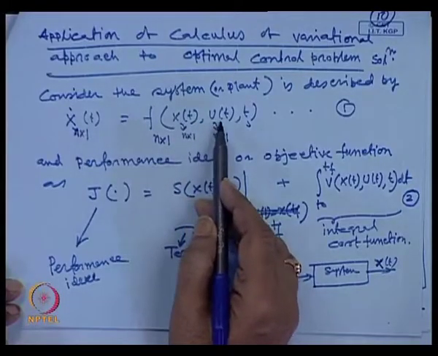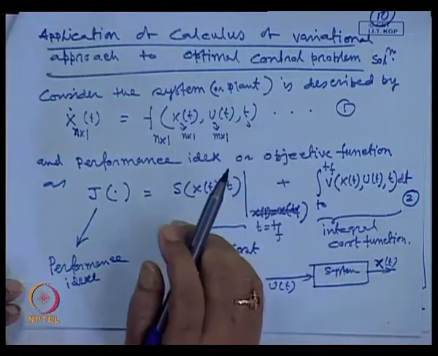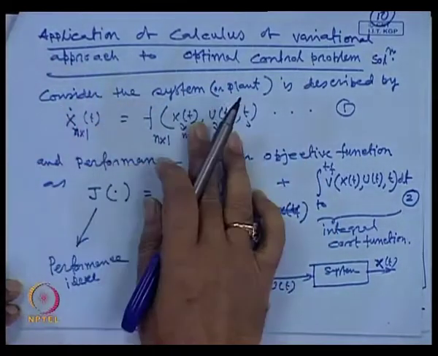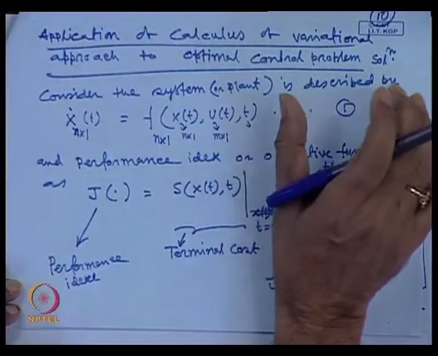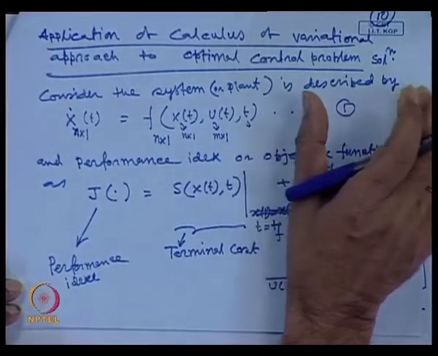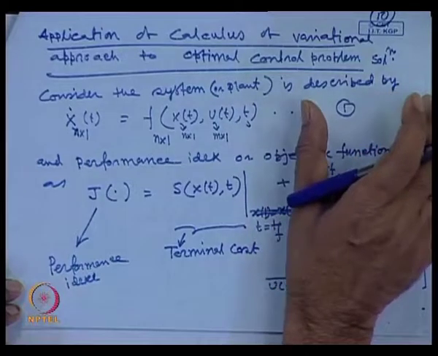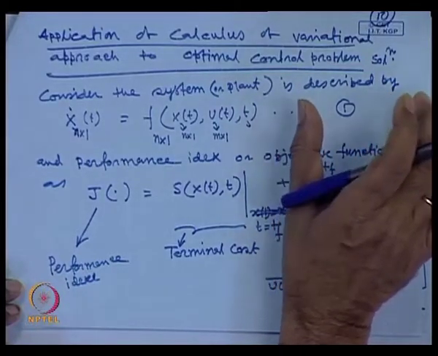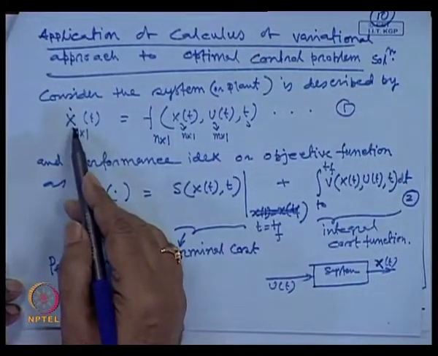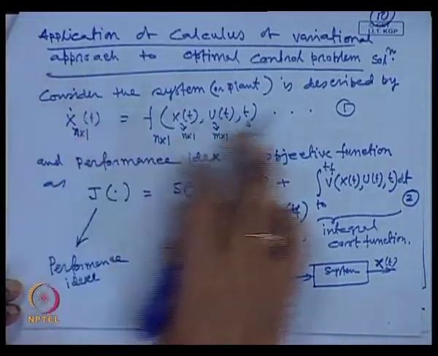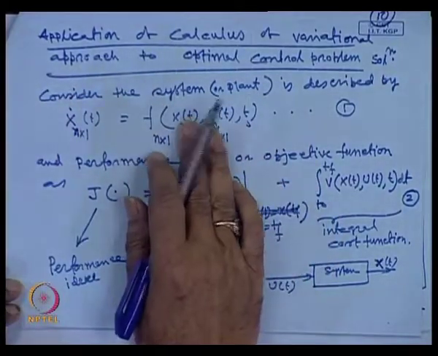Consider a dynamic system described by x dot is equal to f, which is a function of the state variable, the control input to the system u of t, and time. This may be a linear function or a nonlinear function. A dynamic system which can be described by an nth order differential equation is converted into n first order differential equations, coupled to each other, and they may be linear or nonlinear.